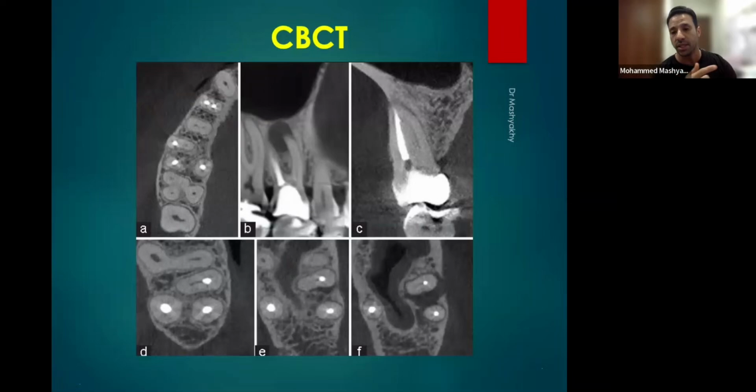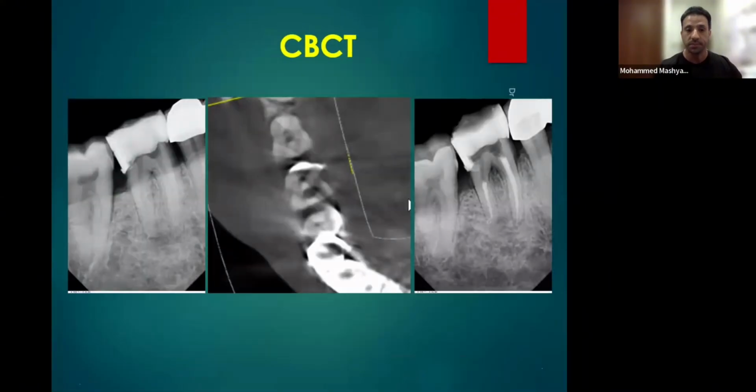CBCT: whoever has a CBCT will see the big benefit that we get from it. I can know from the beginning if there is another canal, a missed canal, how big the lesion is, and whether it is close to the sinus or not. If you are a specialist in endo and don't have a CBCT, you are missing a lot. So you have to have some people around you with a CBCT machine. Some cases have to go for a CBCT.